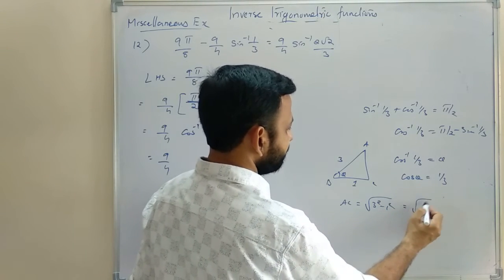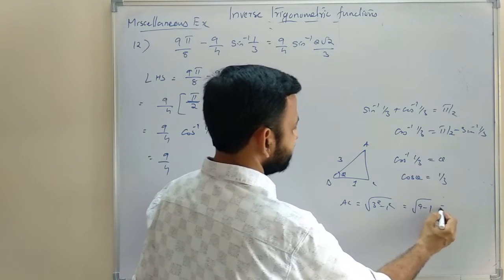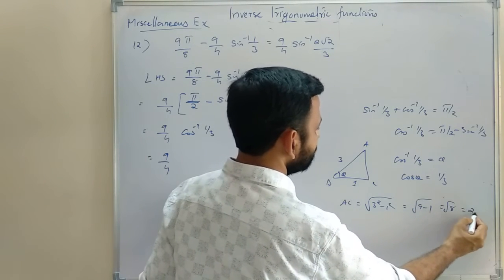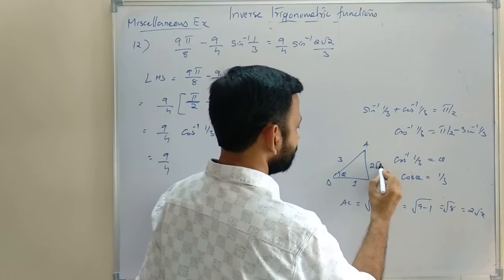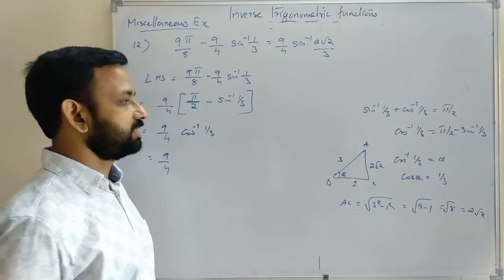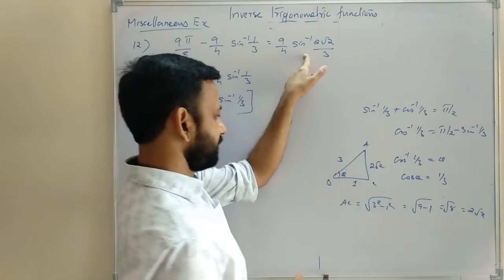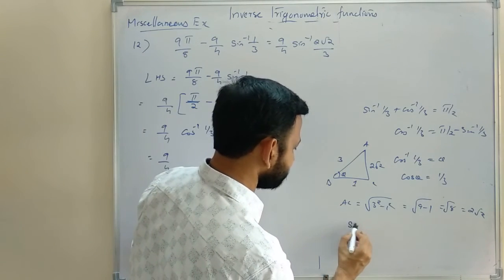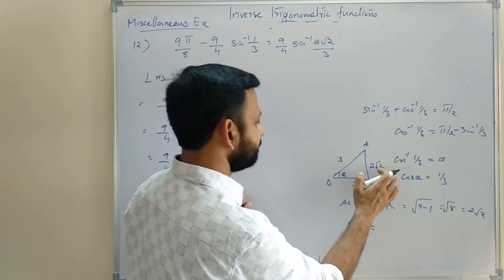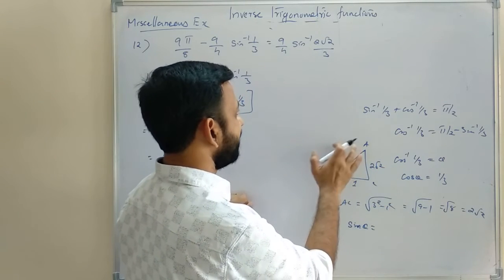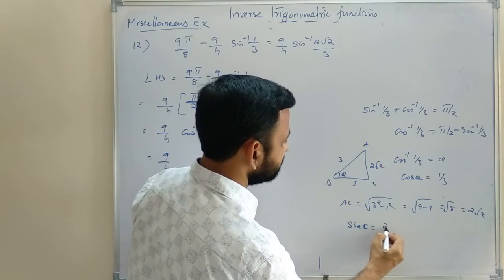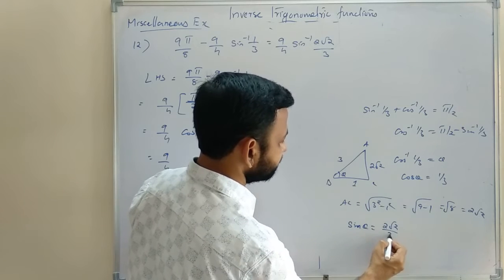That is square root of 9 minus 1. That is square root of 8. That is 2 root 2. So this is 2 root 2. Then cos theta is equal to 1 by 3. So we need to get in terms of sin inverse. So we can find the sin theta from here. Sin theta is equal to opposite side by hypotenuse. So sin theta is 2 root 2 upon 3.